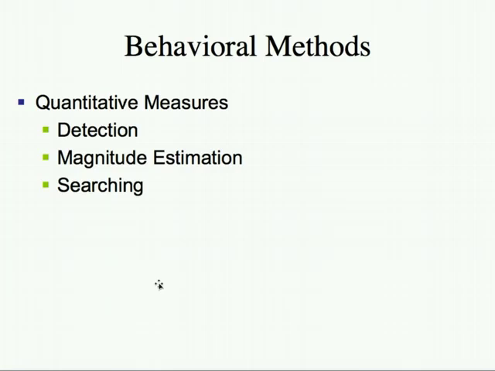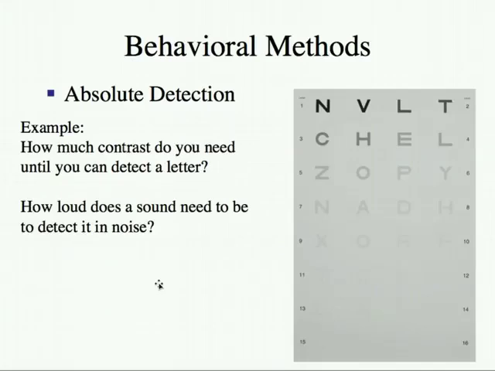Detection, magnitude estimation, and visual search are examples of things that can be measured quantitatively where there is a correct answer. So some particular examples: detection. Absolute detection would be, can you detect the presence of a specific stimulus? For instance, here this is a case where the contrast is going down as you go from the top to the bottom, and the question could be, at what level of contrast are you able to detect a certain letter being present here? Or similarly, how loud does a sound need to be in order to detect it in a noisy environment? In both of these cases there can be a correct answer, and then the question is, how well are people able to detect whether there's the presence of a stimulus or not?